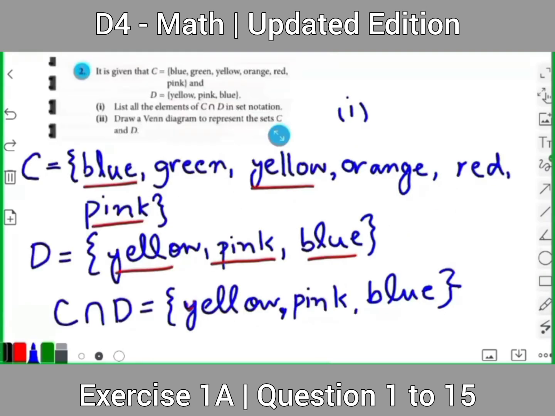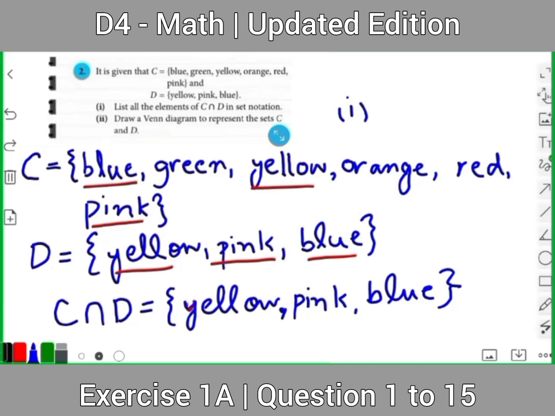So now we have two sets, C and D. The set C has the elements blue, green, yellow, orange, red, and pink. And the set D has the elements yellow, pink, and blue. And we have to find out C intersection D. So according to the definition we have learned, we just need to find the elements which are common to both the sets C and D. So we will write down here the elements in C intersection D, which are marked by red color. So C intersection D is equal to {yellow, pink, blue}.